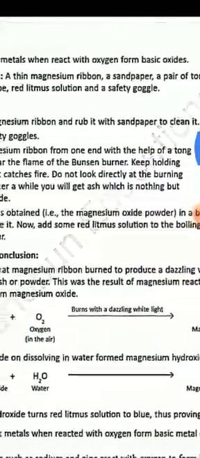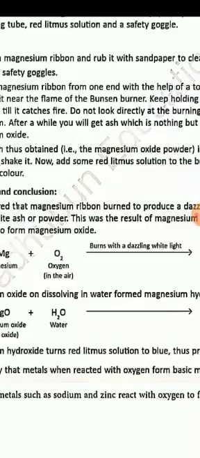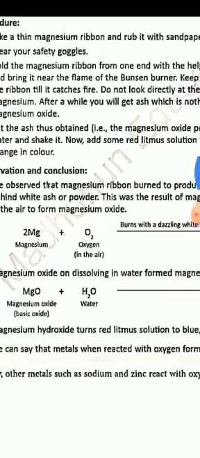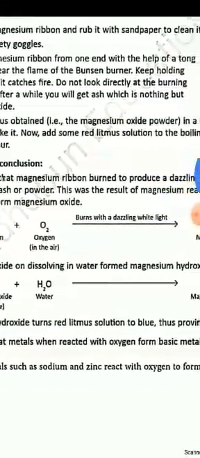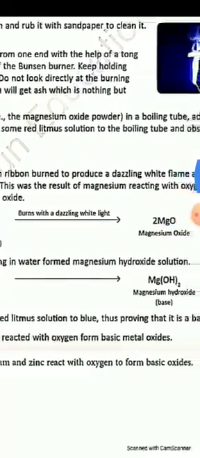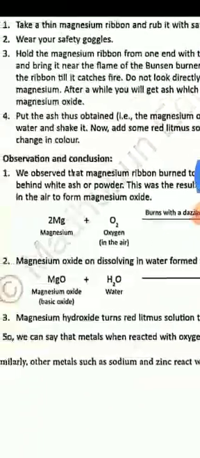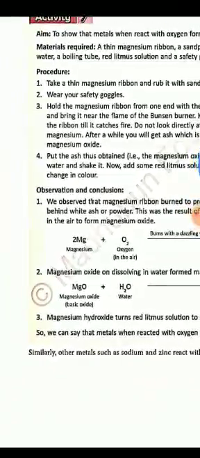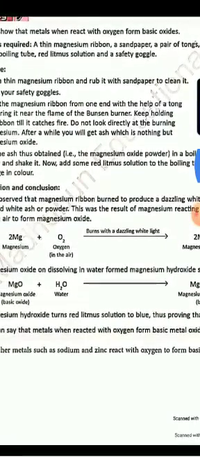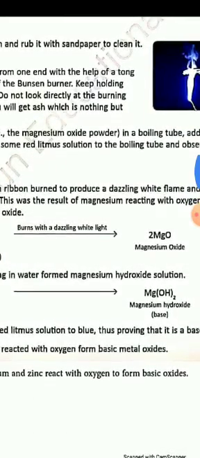Then we will put this magnesium oxide ash in a boiling tube, add a little water to it and shake it well. We will find that the magnesium oxide dissolves in water partially and it gives magnesium hydroxide. When we dissolve magnesium oxide, which is produced by the burning of magnesium with oxygen, it gives magnesium hydroxide, which is basic in nature.